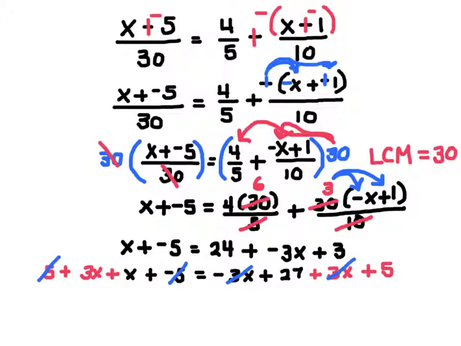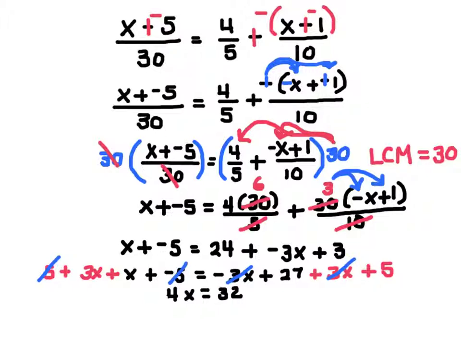So let's combine like terms now. A positive 3x and a positive x gives us a 4x on the left. And on the right, we have a 27 plus 5, and that gives us a 32. And we are almost done.